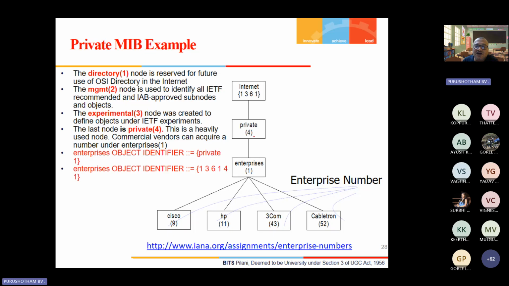1.3.6.1.4.1, then 9 if it is a Cisco, 11 if it is HP, 43 if it is 3Com, 52 if it is a Cabletron. Like that, it will be identified.